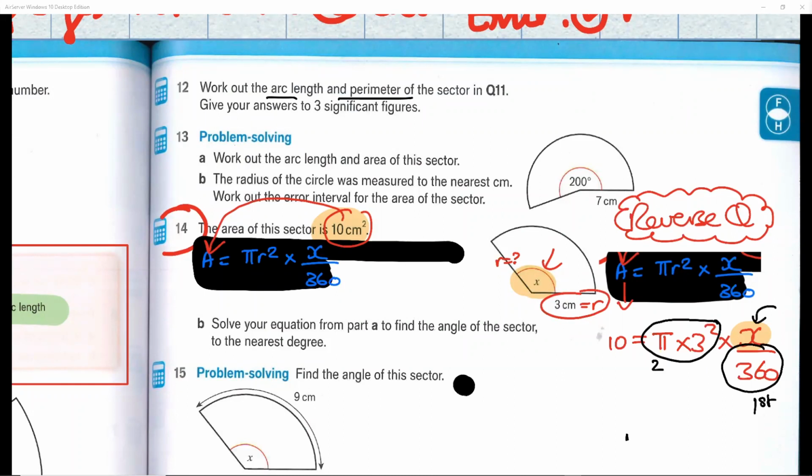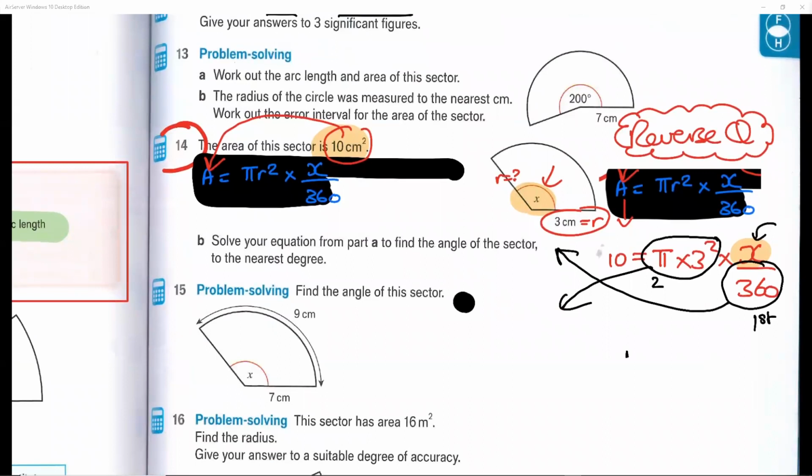Right. So do the second action first. You move this one up here. Opposite of divide is times, and opposite of times is divide.